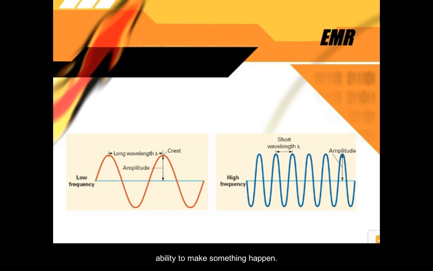There is a second mathematical relationship characteristic of waves. Recall that energy is the ability to make something happen. Take a look at these 2 waves. Which one looks like it's higher energy? If you chose the wave on the right, you are correct.